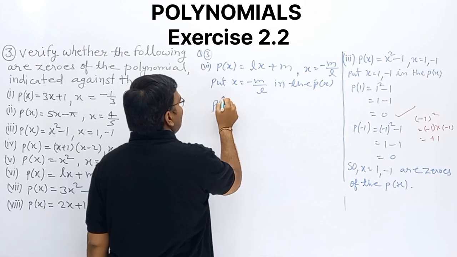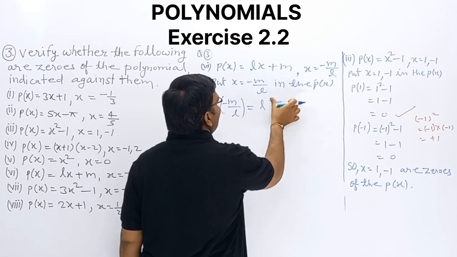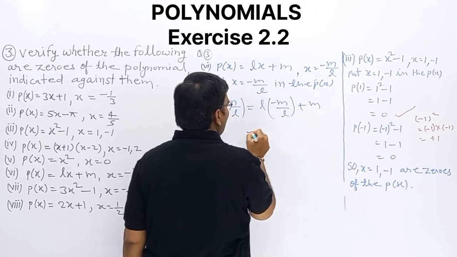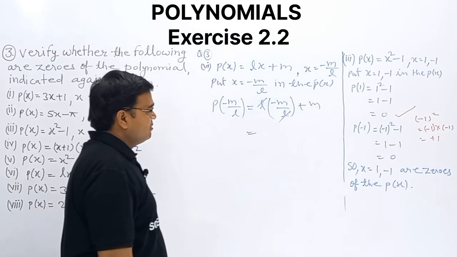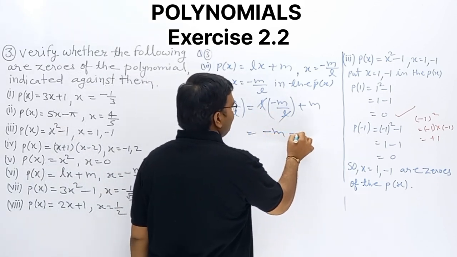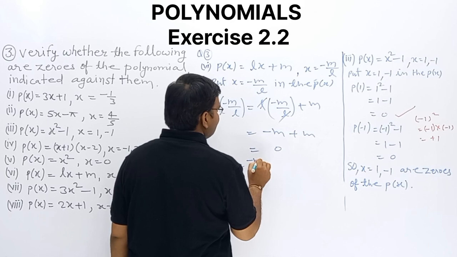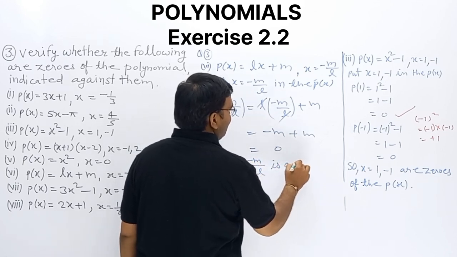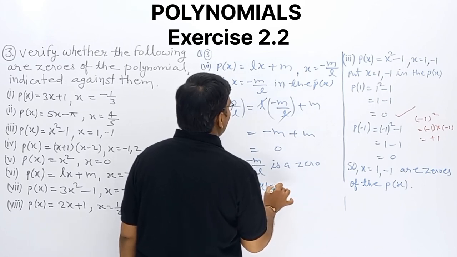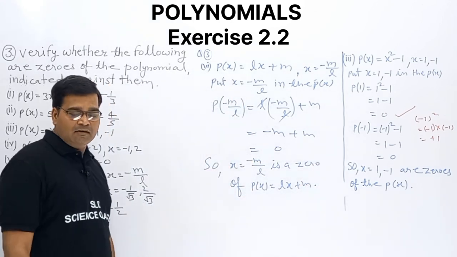Then what are we getting? P of minus m upon L will be L into minus m upon L plus m. Solve this one. Both are in multiplication, so we can simplify: numerator and denominator will cancel. We only have minus m plus m. The result will be 0. So x equal to minus m upon L is a zero of p of x equal to Lx plus m. It's the correct zero. Clear?